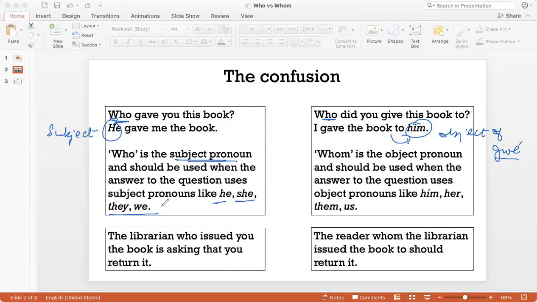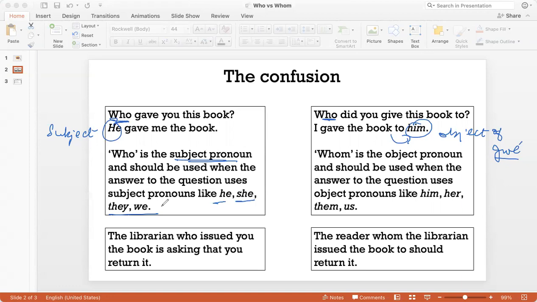Whom is the object pronoun because when you have whom in a sentence and you answer that question, you use object pronouns like him, her, them, us. I gave the book to her. I gave the book to them. She gave the book to us.